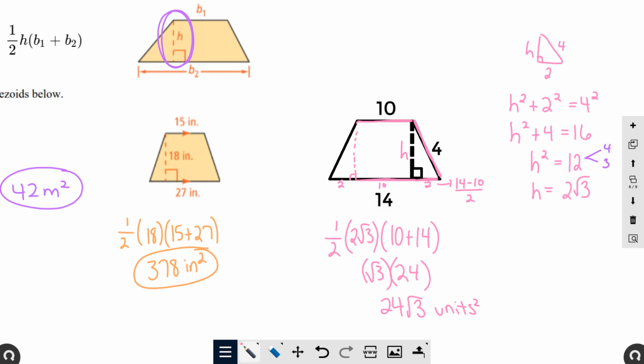Now, if you wanted to, you could also type that in your calculator to figure out what it would be as a decimal. I may ask you for exact numbers, but if you wrote it as a decimal, I'd still give you some partial credit. So this is about 41.57.